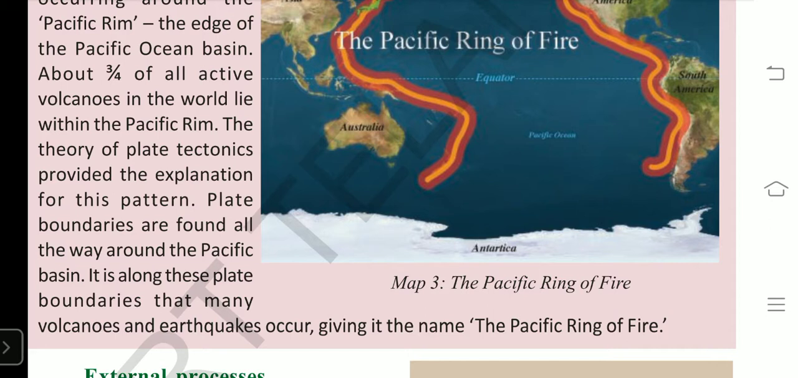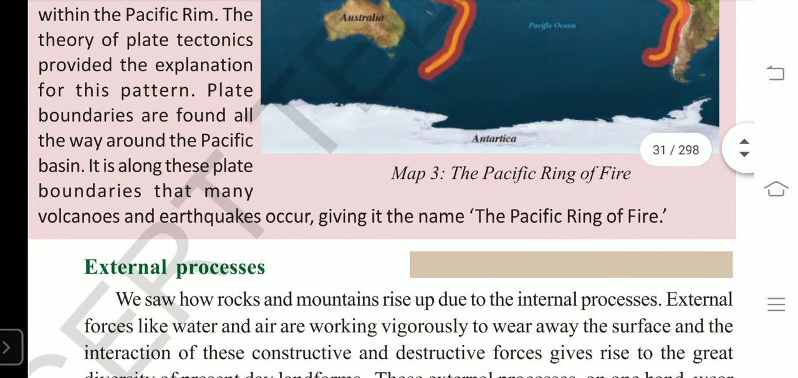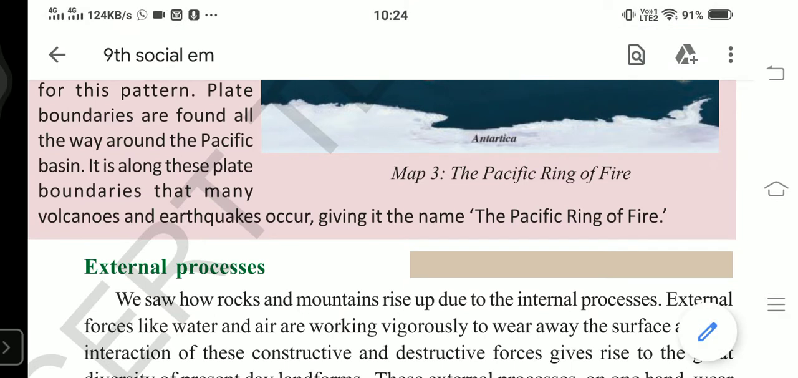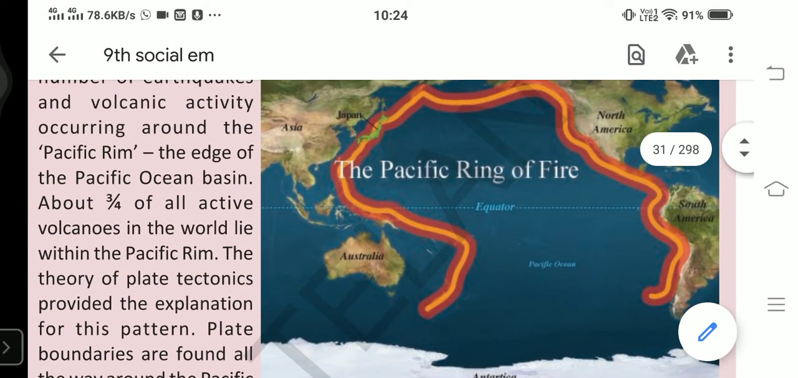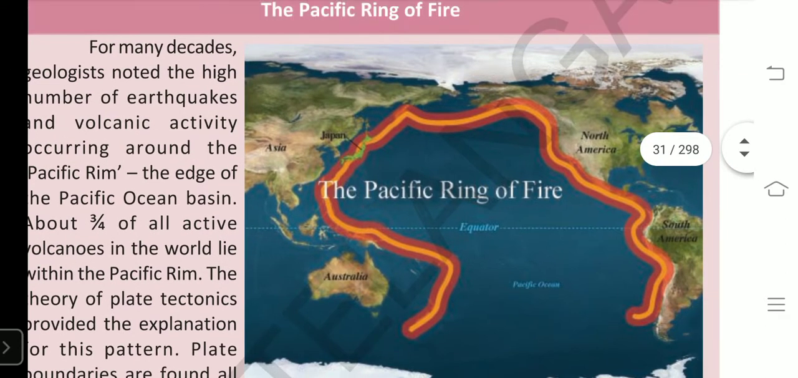So it is called by geologists the Pacific Ring of Fire. What they call it is the Pacific Ring of Fire. You may get a question in the examination giving this map, and you will be asked to observe the given map and write about it. Then you should write what I have given in the explanation, right?